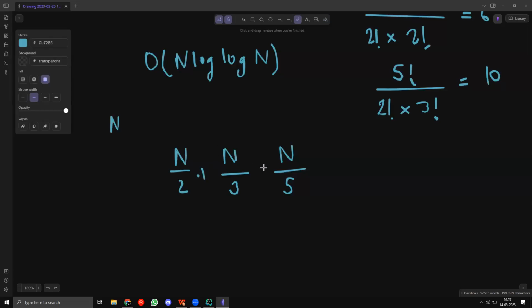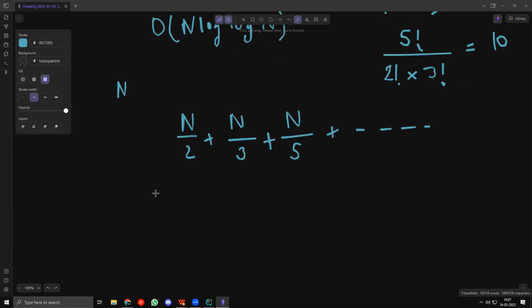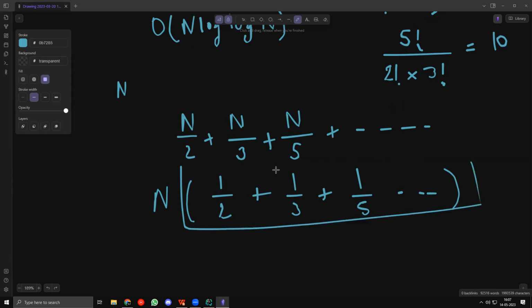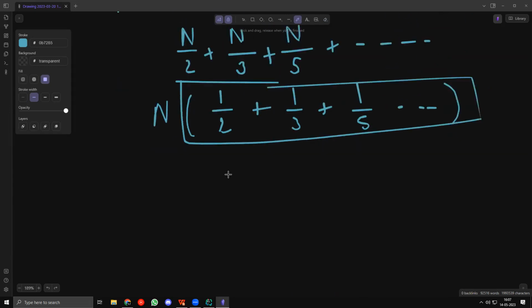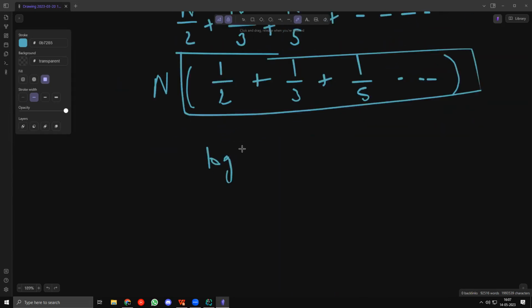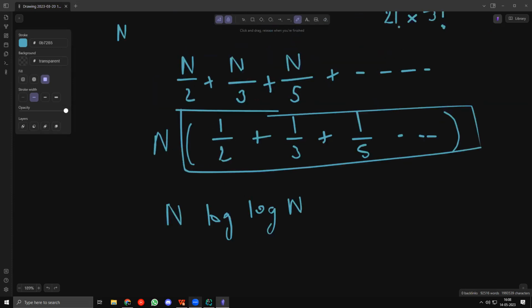Okay. So it will be something like this, right? It will be the addition of all of these numbers. Now I'll factor out n, and I'll get 1 by 2 plus 1 by 3 plus 1 by 5 and so on. Now it turns out this part over here is just equal to log n. Now don't ask me for the proof of this, but this part over here is log n. And so the total time complexity is n log n. So this is basically the idea.